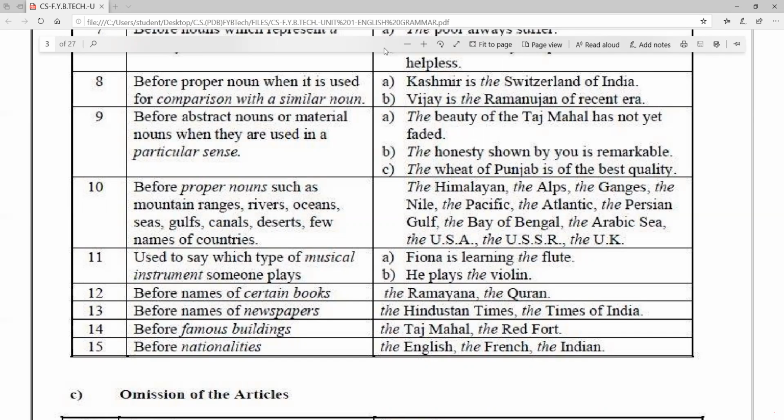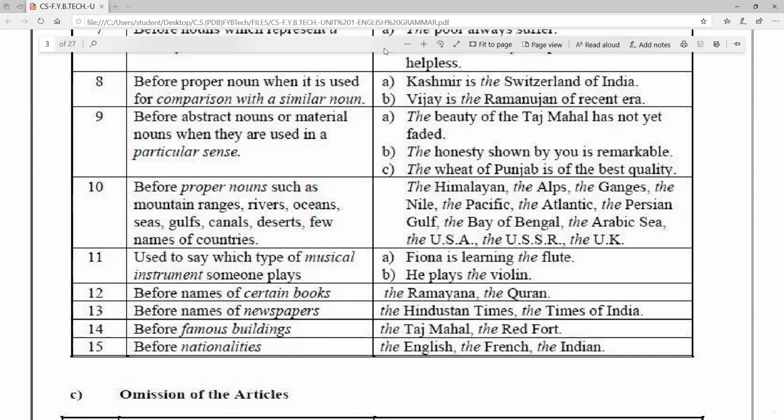ज्या पर्वत रांगा आहेत त्यांच्या पुढे आपण आर्टिकल द वापरतो. For example, the Himalayas, okay. So we use article the before Himalayas. Then the Alps, Alps is also a type of mountain. The Kilimanjaro, so Kilimanjaro is also a mountain which is found in the African continent, Kenya. So before that also we use article the, okay.